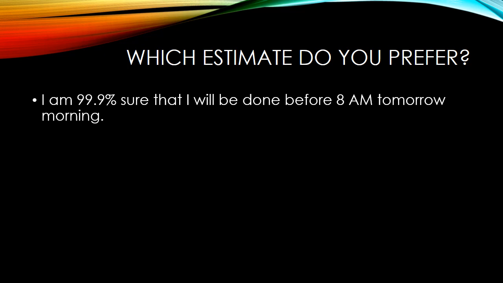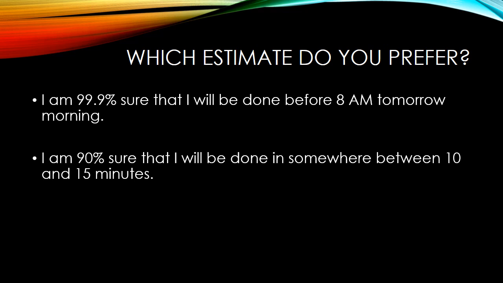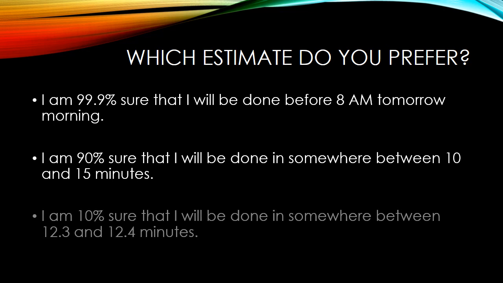Or there's this: I'm 90% sure that I'll be done somewhere between 10 and 15 minutes. They're pretty reliable, pretty sure, 90% likely, and the interval's fairly narrow. Here's the third one: I'm 10% sure that I'll be done somewhere between 12.3 and 12.4 minutes from now. Here the interval's extremely narrow, so the answer is extremely precise, but it's hardly ever right. The procedure that was used to generate this interval will only give you a correct range 10% of the time.